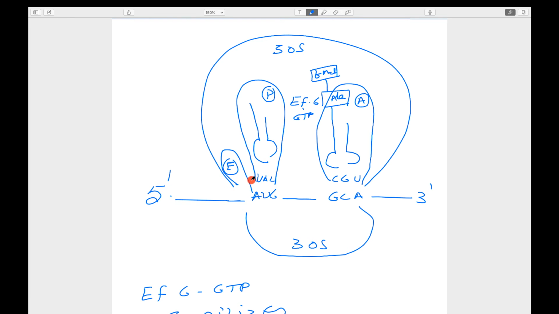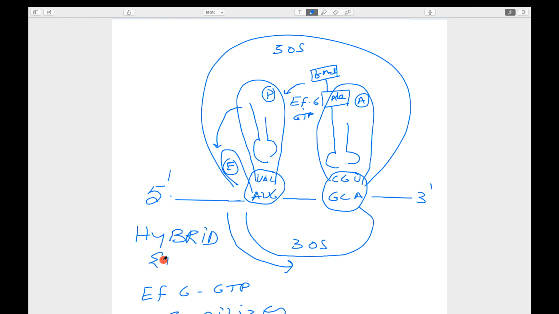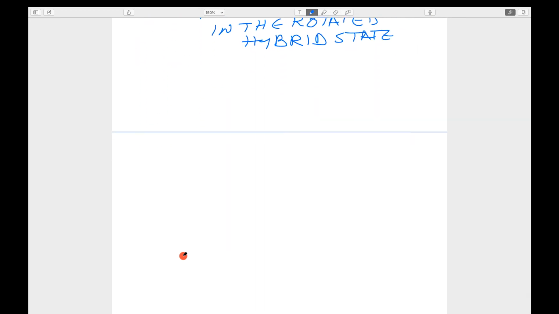So in that condition, the deacylated transfer RNA tilts towards the E site and the other tilts towards the P site, but the anticodon is still attached to its original position. So the movement will be anti-clockwise. We call it the hybrid state. There is a discrepancy in the time of movement of the 50S and 30S. See how interesting it is. Let us see next what is happening here.